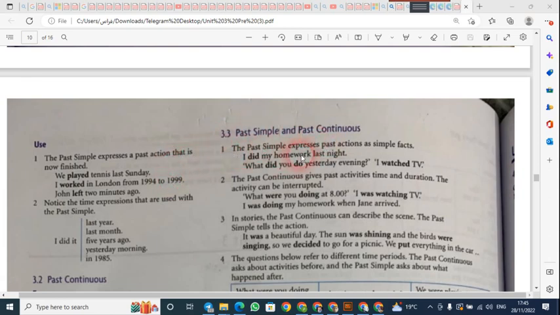Number 1. The past simple expresses past actions as simple facts. I did my homework last night. What did you do yesterday evening? I watched TV.